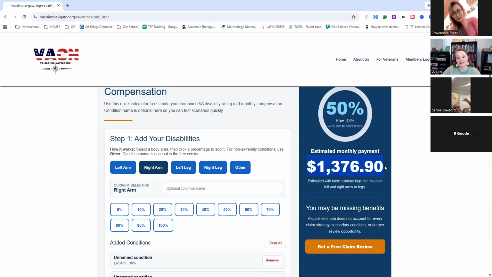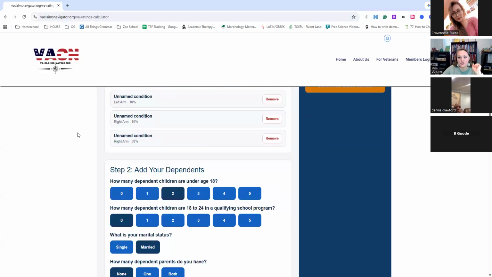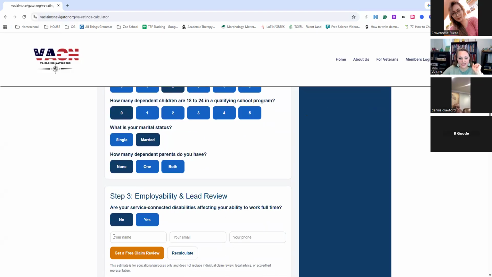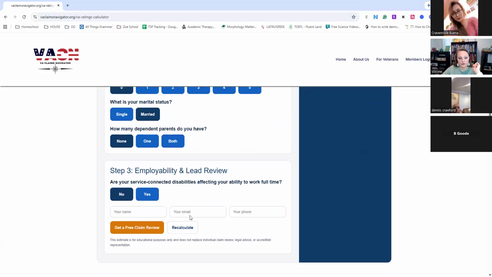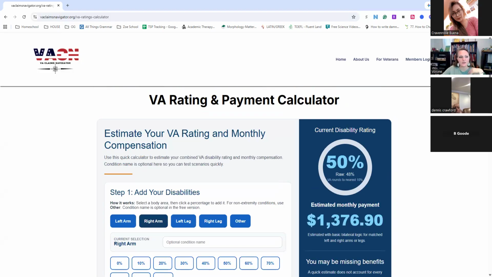Now, I did update this for 2026 pay, so this should be accurate. And then it also says here it matched the bilateral factor. You can go through this and then you can add in your name, and this will email you your results, or you can always come back here. Sometimes you can play with it and say, how much more do I get to my next rating? All right. Any questions so far about what we discussed in this class? If you do, just open it up and ask away.